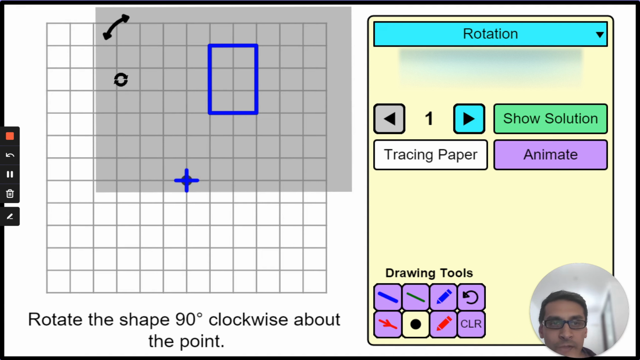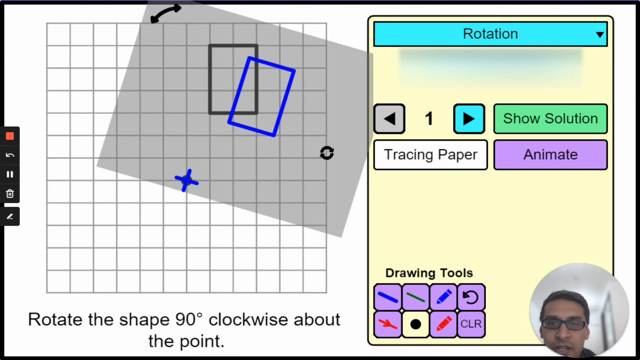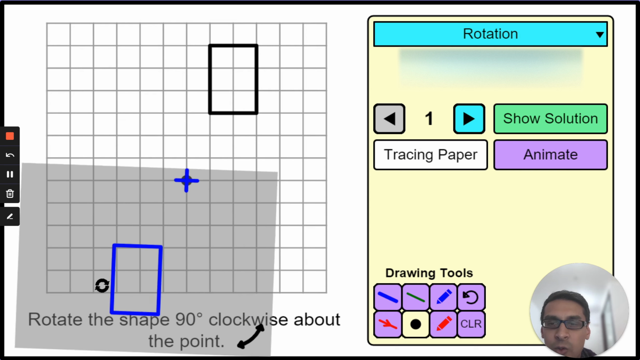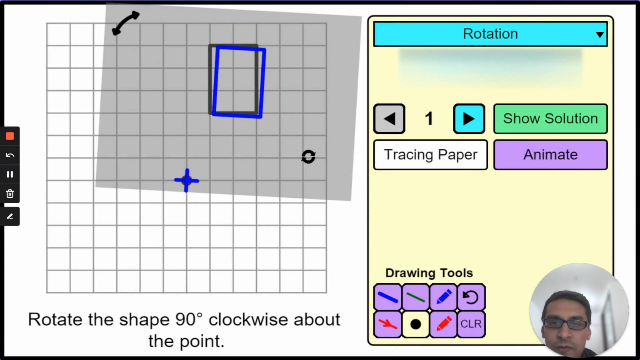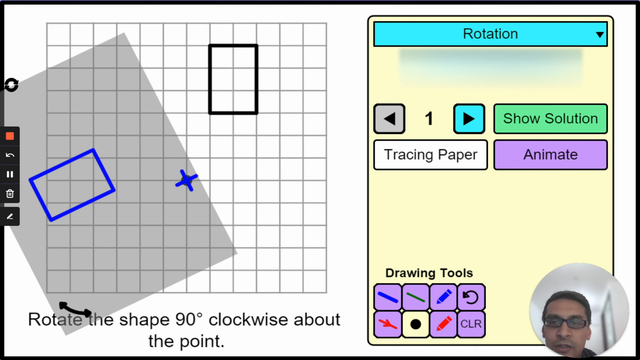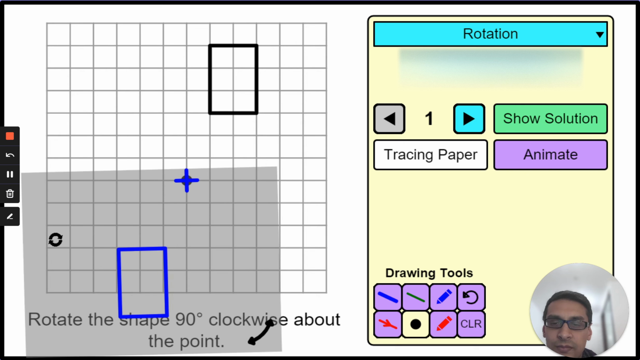Now there's a few special cases here. If you rotate 180 degrees clockwise, you will get the same answer as if you rotated 180 degrees anti-clockwise. So therefore, if you're ever told to rotate a shape 180 degrees, you shouldn't worry if you're being told clockwise or anti-clockwise, because you'll get the same answer.